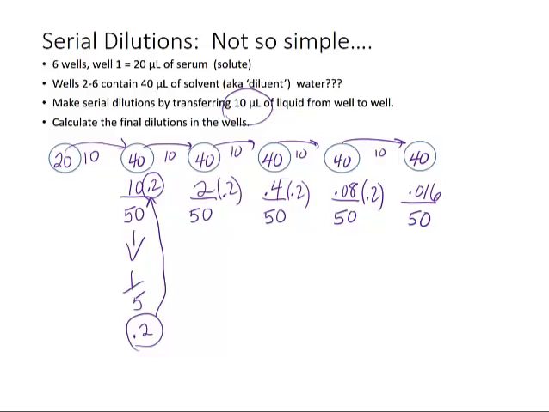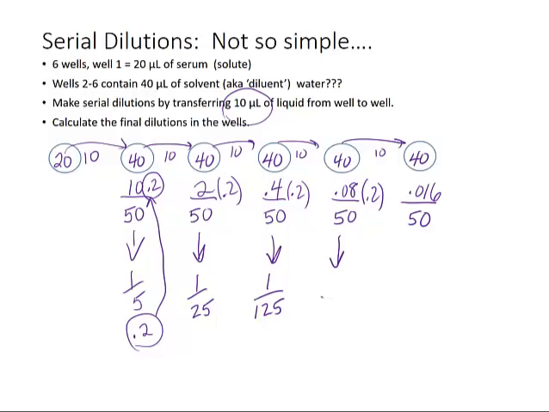Now, we have to figure out these dilutions in correct form, which is a 1 to something ratio. So we have to reduce all of these fractions. So let's go back and do that. 2 out of 50 is going to be 1 out of 25. What about this 0.4 out of 50? What was the shortcut I taught you? Take 50, divide it by 0.4. What do you get? 1 over 125.